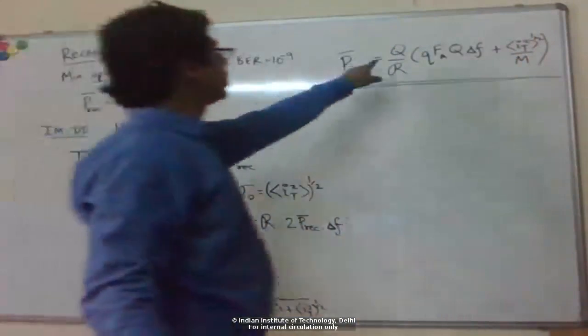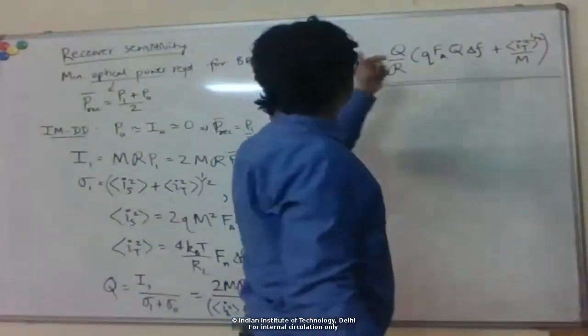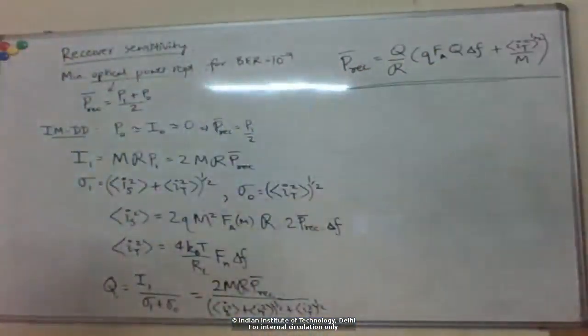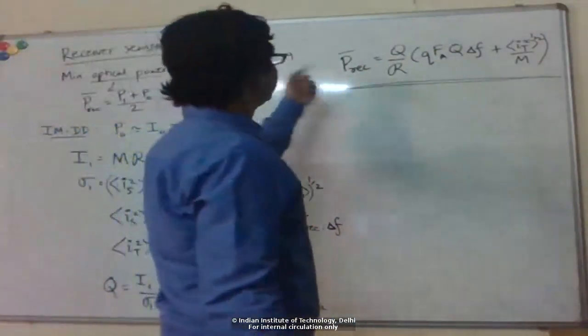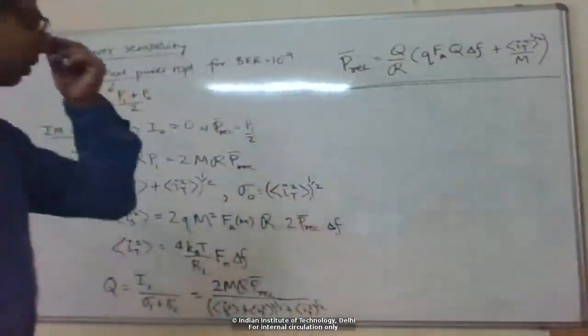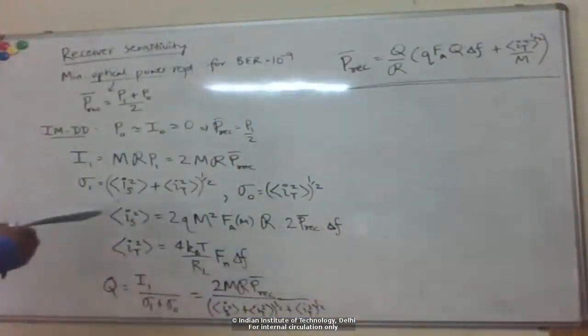So if you want to achieve a given Q factor, then from this equation we know how much power needs to be incident at the photodetector. Of course, for lower BER we need higher Q, which means we need higher power, right? So higher optical power received means we can achieve lower bit error rates. That makes sense.